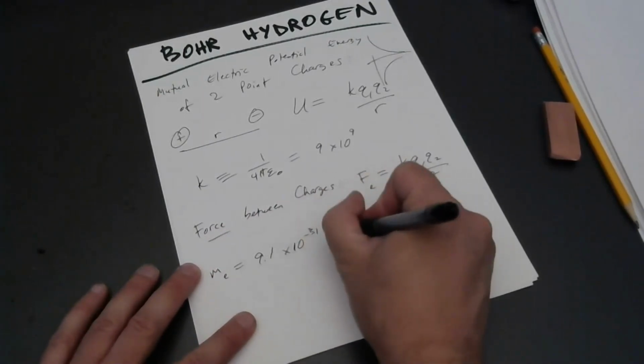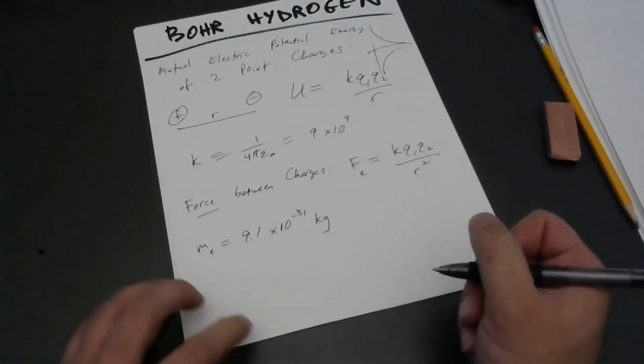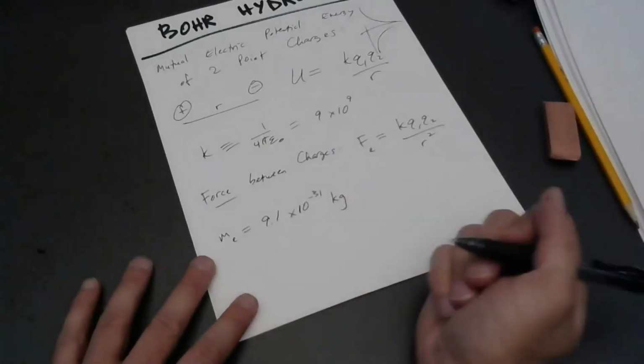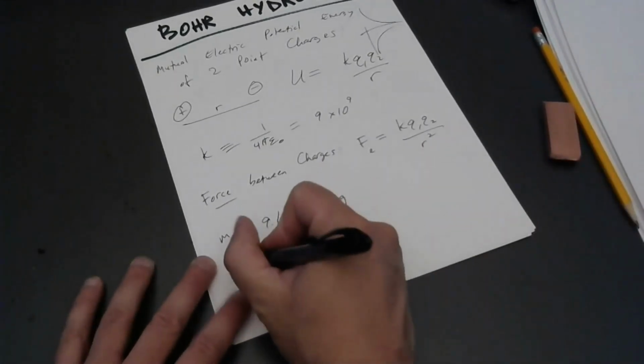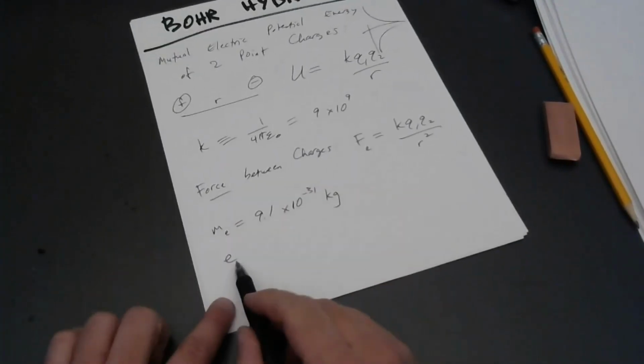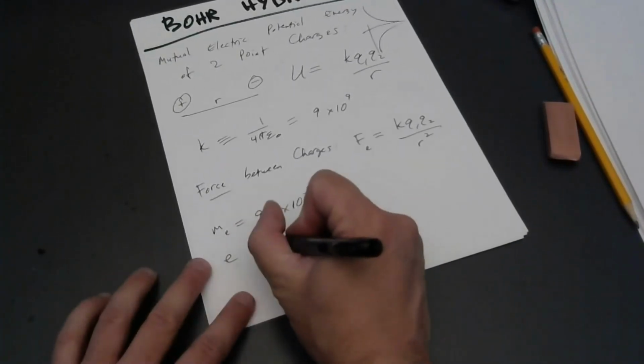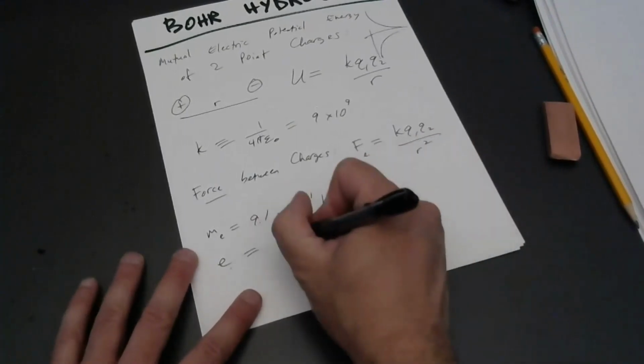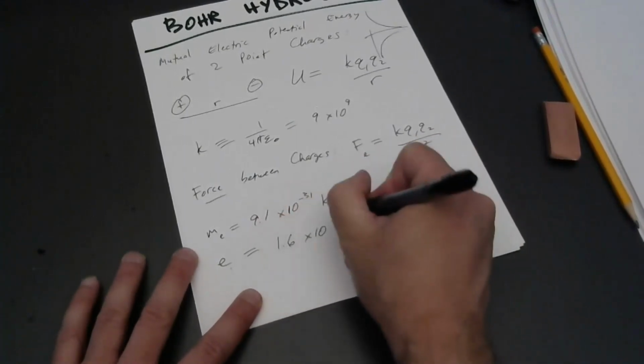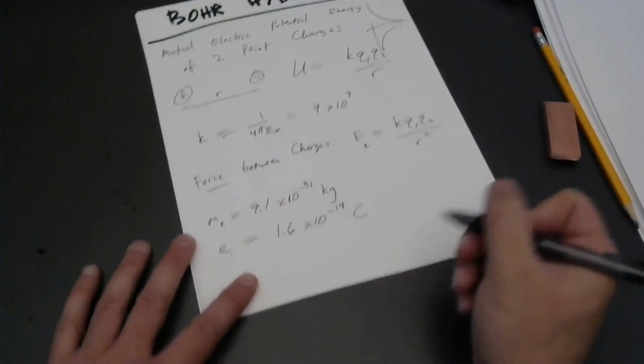Sometimes I'm embarrassed for knowing these numbers because it's trivial. You could just look them up, but you see it enough times and it sticks. The charge on an electron, we call that the fundamental electron charge, or the fundamental unit of charge. It's 1.6 times 10 to the negative 19th coulombs.